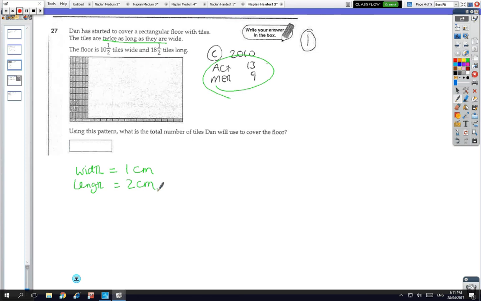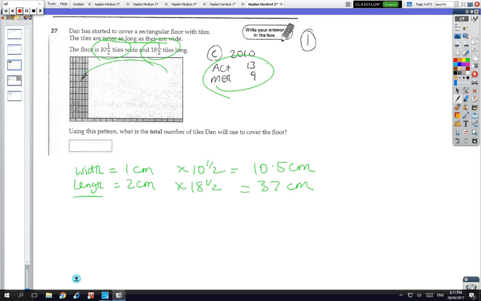So the length is twice as long as the width. The floor is 10.5 wide, so multiply that by 10.5. So I've got 10.5 centimetres. Okay, it's 18.5 long, so multiply that by 18.5, and I get 37 centimetres. So this is just putting numbers in, and it might be just as quick to do it this way.